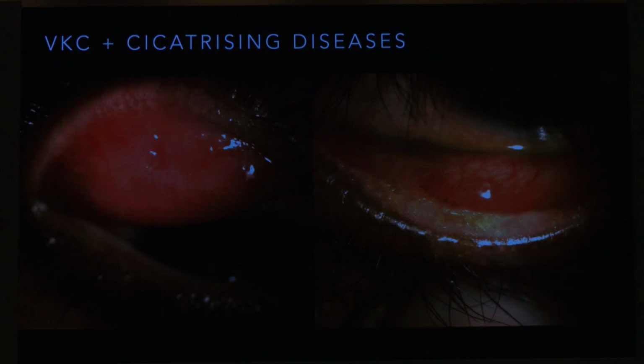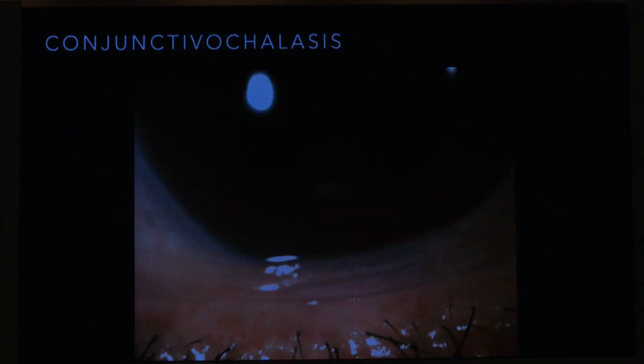Vernal keratoconjunctivitis is often mislabeled as dry eye, and dry eye is often mislabeled as allergic conjunctivitis. So look at the lids, see if there are lots of papillae, is there inflammation, is there lid margin keratinization or something else going on. So look for evidence of other diseases which can be associated with or mimic dry eye.